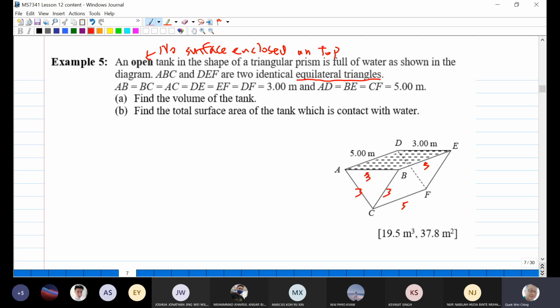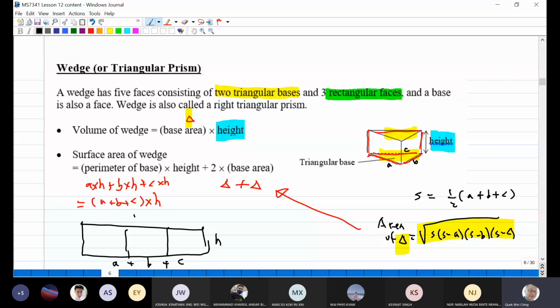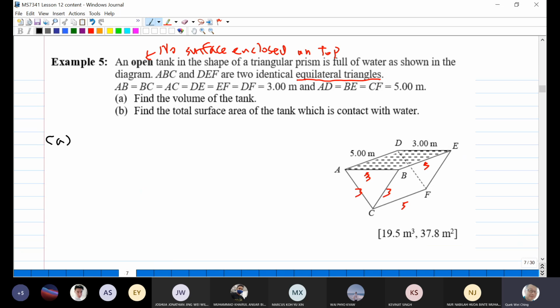Find the volume of the tank. So first part, find the volume of the tank, right? Let's do the calculation. Part A, volume of the tank. So how to find the volume of the tank? If you look carefully, as I mentioned just now, the volume of a wedge is base area times height, okay? So volume of tank is base area times height.